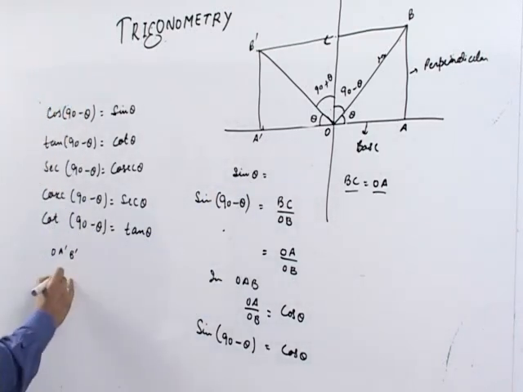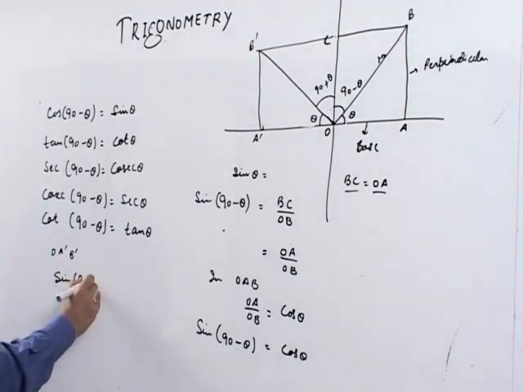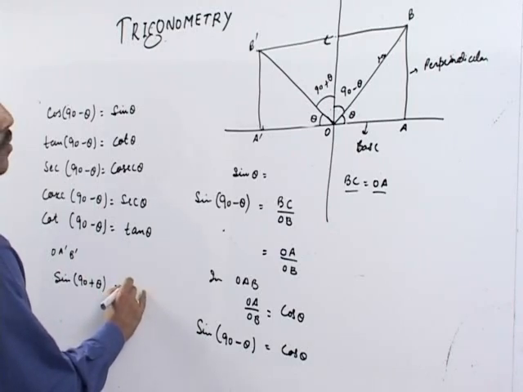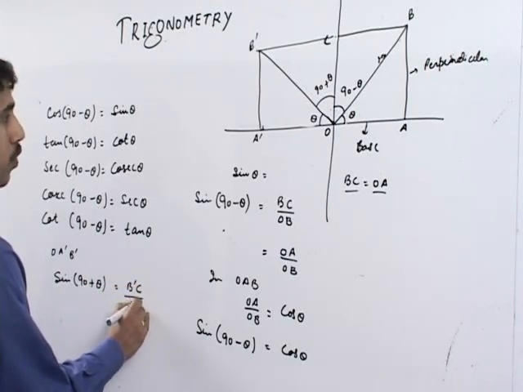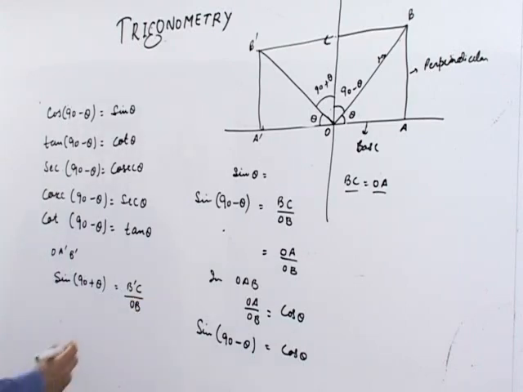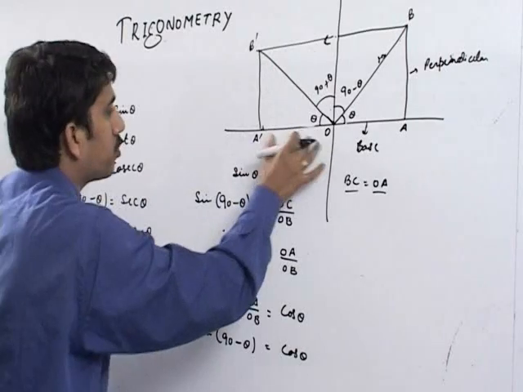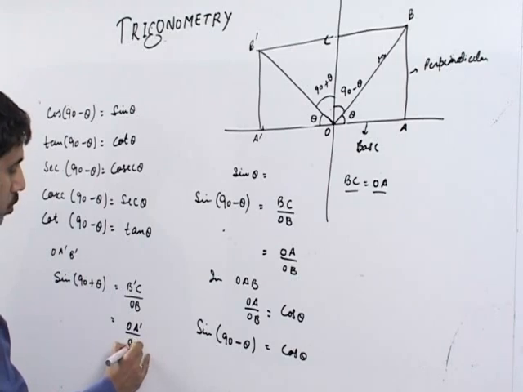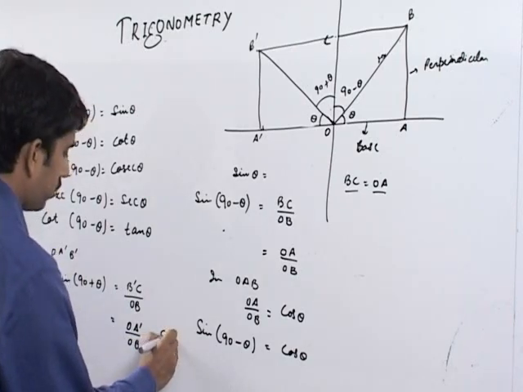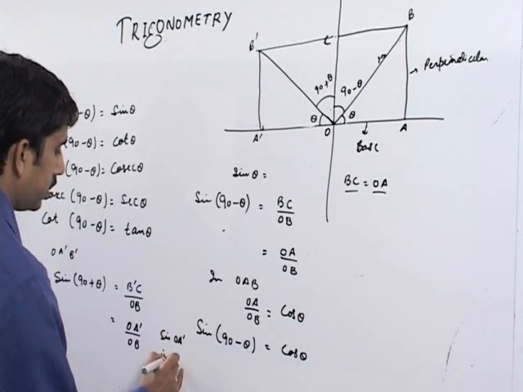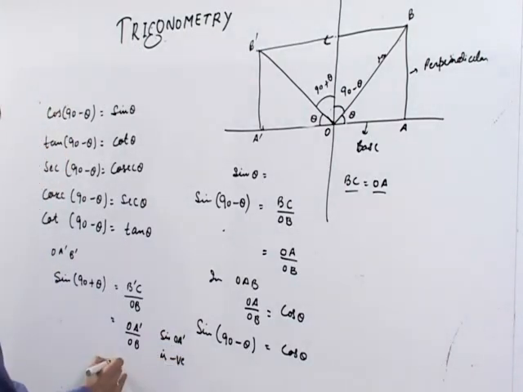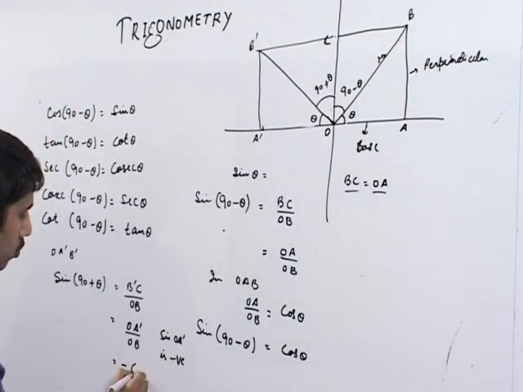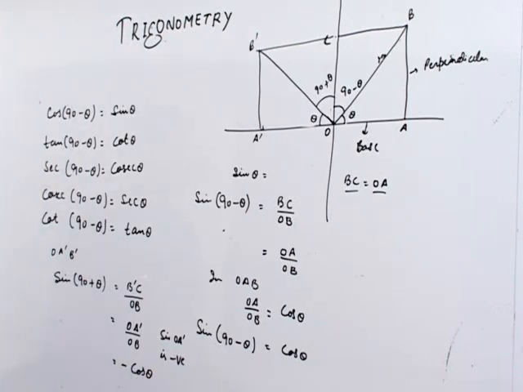sine of 90 plus theta will be equal to B dash C over OB. Now B dash C is equal to OA dash over OB. Since OA dash is negative, this will be equal to minus cos theta, base over hypotenuse.